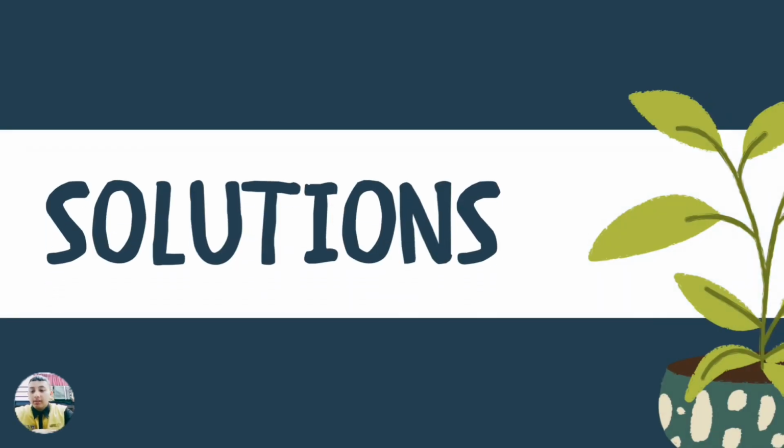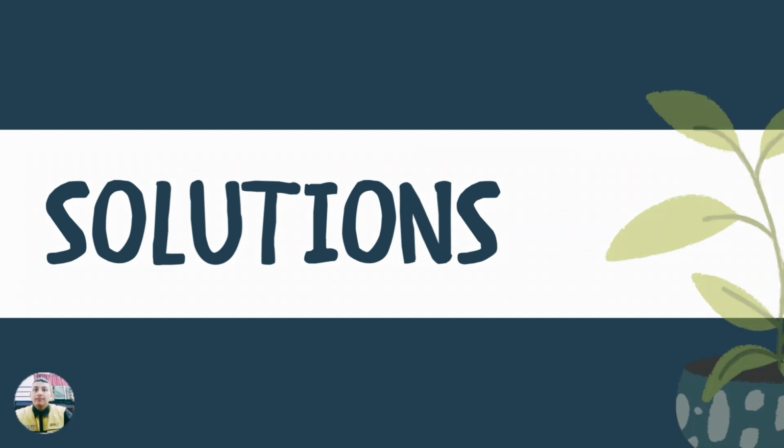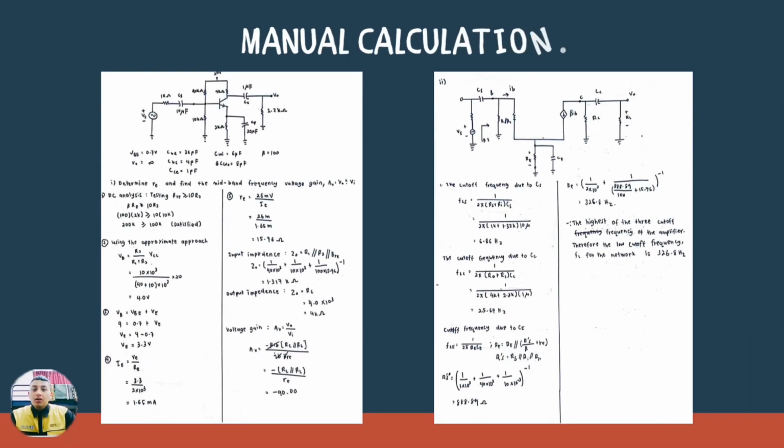Next, let's look at the solution in the manual calculation and simulation calculation. Let's go for the manual calculations. For manual calculation, determine RE and find the mid-band frequency voltage gain. And we need to find VB, VE, IE and RE first.